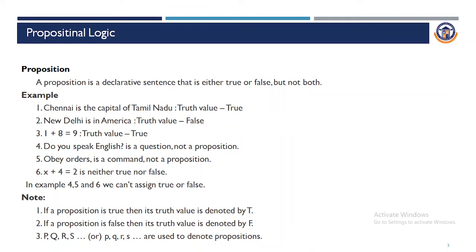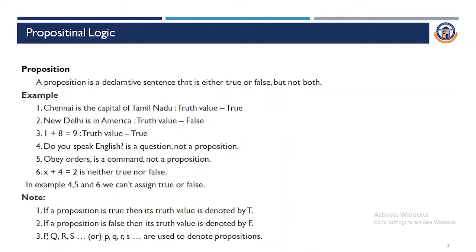Then take equation x plus 4 equal to 2. It is not a proposition because it does not have a constant truth value. Because suppose take x equal to minus 2 means the truth value of this equation is true. Right? Suppose take x equal to 1 means the truth value is false. So it does not have a constant truth value. Therefore, it is not a statement.